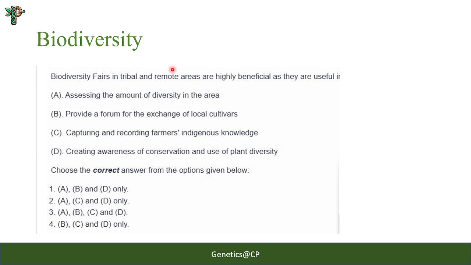Then another important concept, like biodiversity: by looking at the options, it gives you a positive feeling that all options are correct. Actually, all the options were correct. Like this, there will be a lot of questions. Don't miss these types of questions, because everybody will answer this, and most of the time the chances of getting it right will be very high.